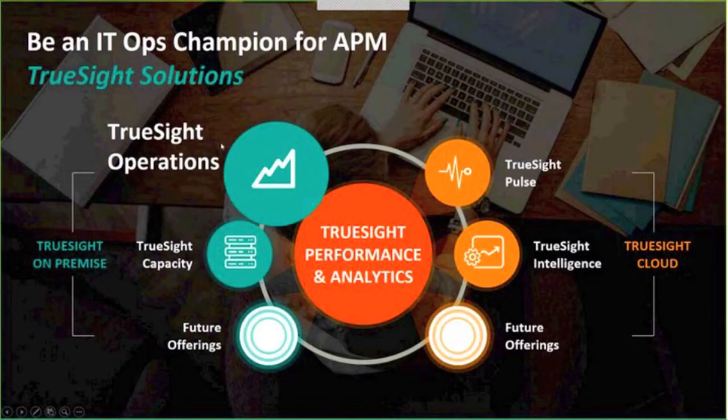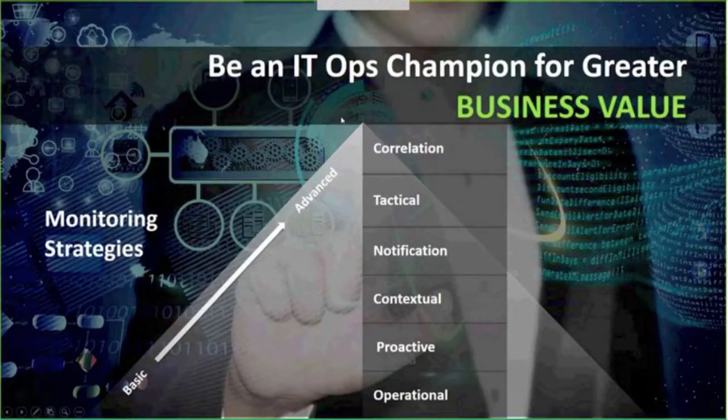Today, we're going to focus mostly on the TrueSight operations management solution and how you can be a real champion for your APM initiatives. And the way we're going to start this is take a look at this continuum of monitoring, and we call them strategies. So with any solution, if you can get these 6 areas integrated into your practice, you're really going to be able to deliver business value.